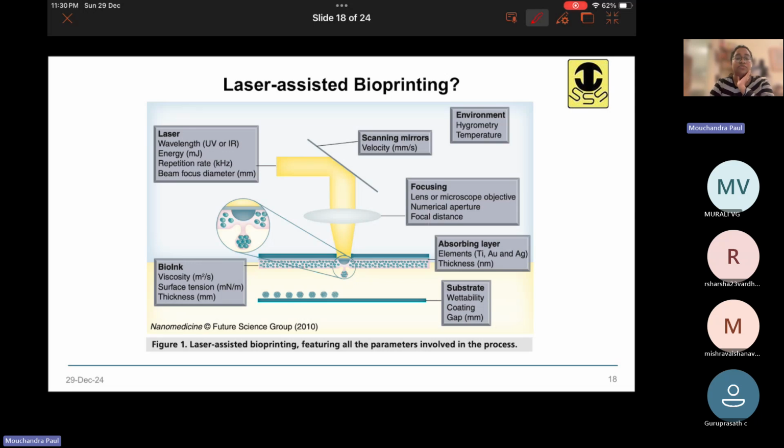Now, here control is much more. We are getting much more control over droplet formation than the droplet based techniques that we previously studied, because here we can actually pattern one cell at a time. That's the highest resolution that one can expect here. That makes the technique also very expensive because it has to use a laser source, and laser sources are very expensive. Then the absorbing layer itself can be made up of very precious materials like gold, titanium, silver, and so on. So the technique itself is very expensive.